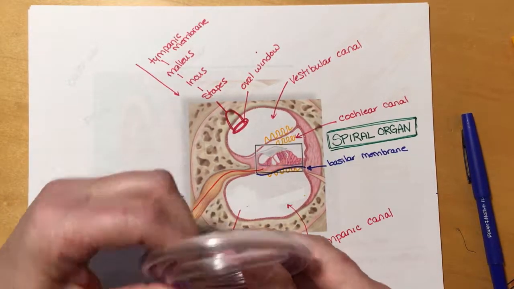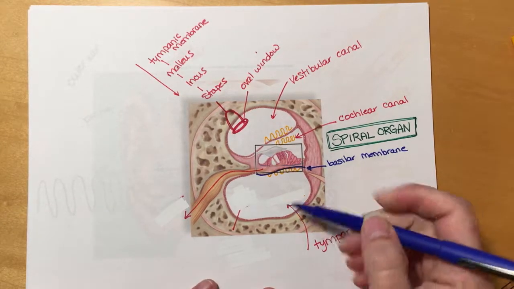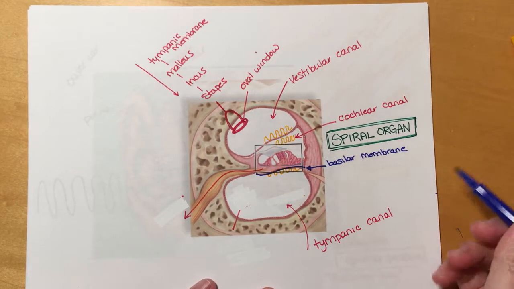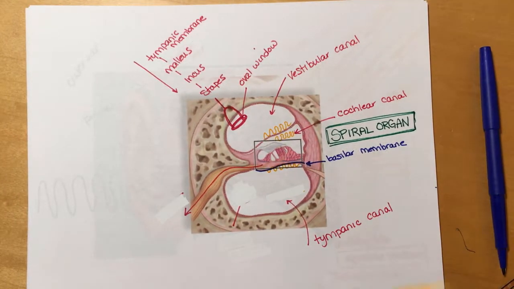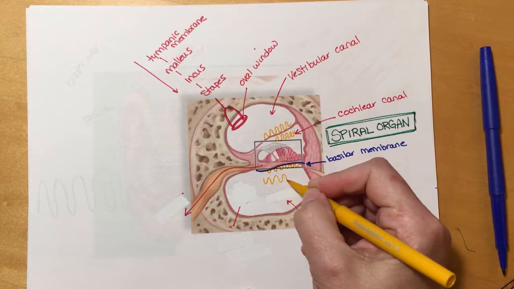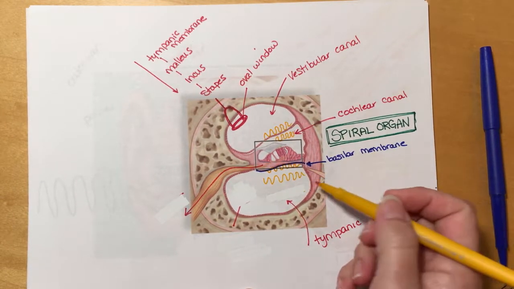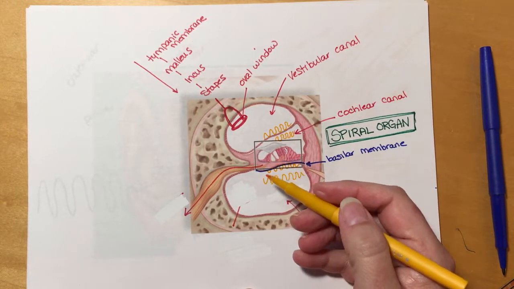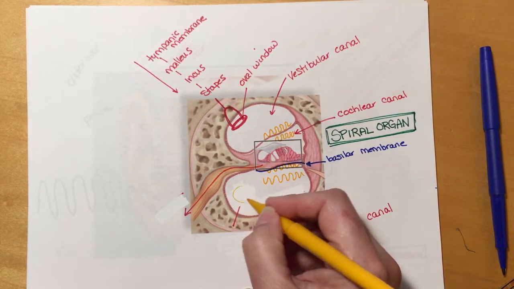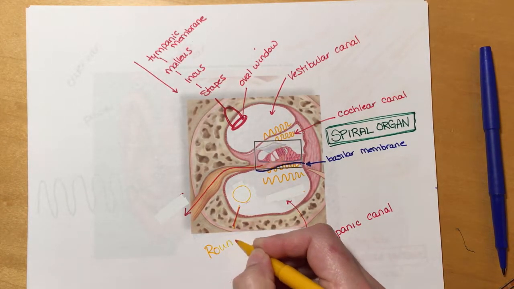Now, how do you get rid of all those waves? How do you hear something and then not have to hear it again for the rest of your life? That has to do with this tympanic canal. So the tympanic canal receives all those waves from the basilar membrane. And the tympanic canal is able to absorb those waves and get rid of them by a structure called the round window.